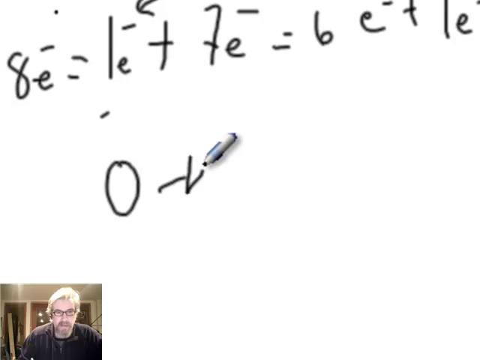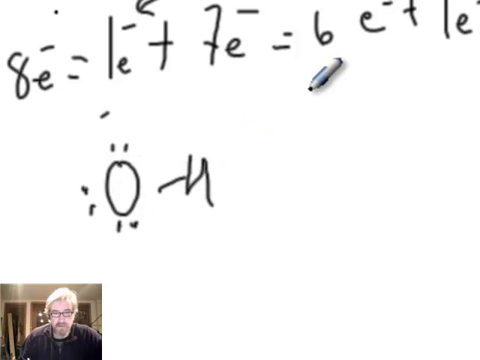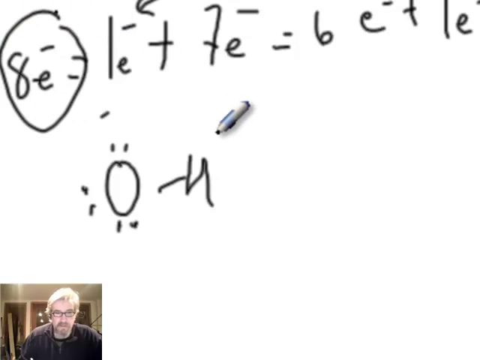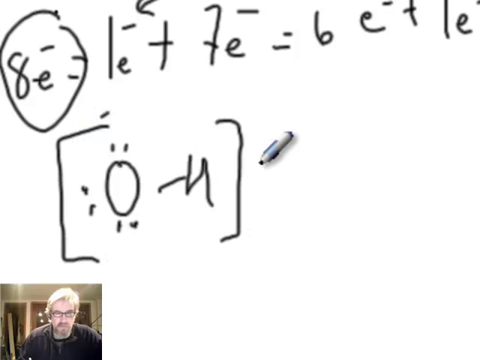Skeleton's easy because there's only 2 atoms, O bonds to H. Hydrogen doesn't need a full octet, but oxygen does. So I put 6 more electrons on the 3 remaining sides of oxygen. So now I do my count, 2, 4, 6, 8. That's the correct number of electrons. I'm supposed to have 8 electrons. So I'm done with my structure. The only thing I have to do now, because it's an ion, is enclose it in brackets and indicate its charge.